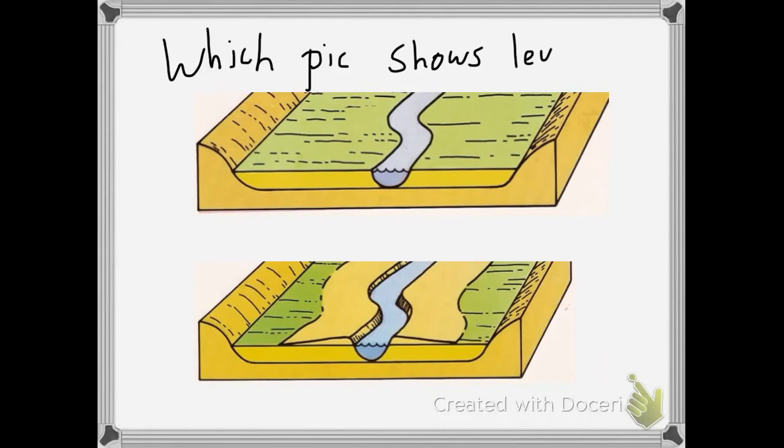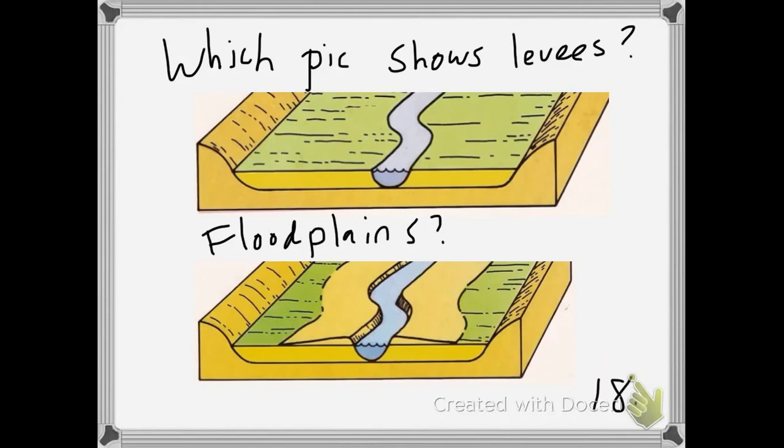So now I have two pictures here in question number 18. Which picture, the top one or the bottom one, shows any evidence of levees? And the bottom one shows levees right next to the stream channel. Which one has floodplains in it? And both of them actually have floodplains.